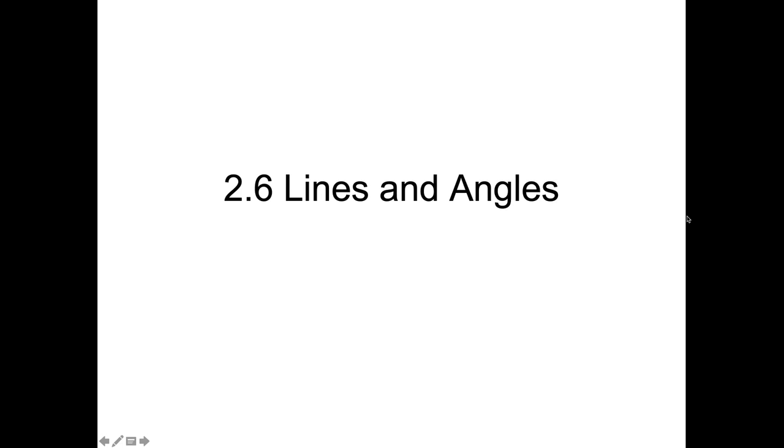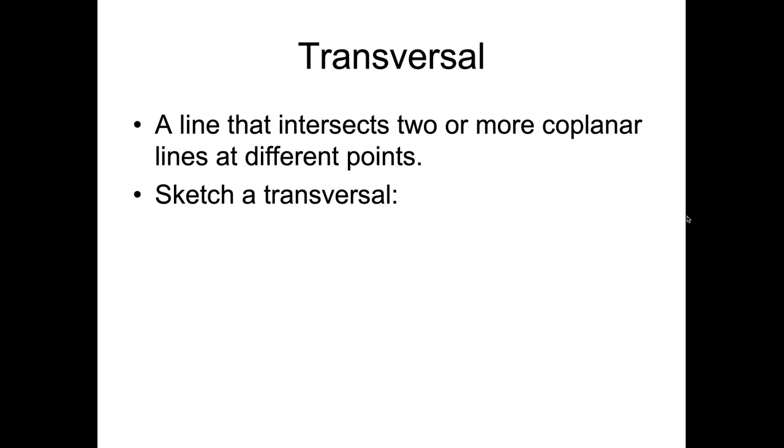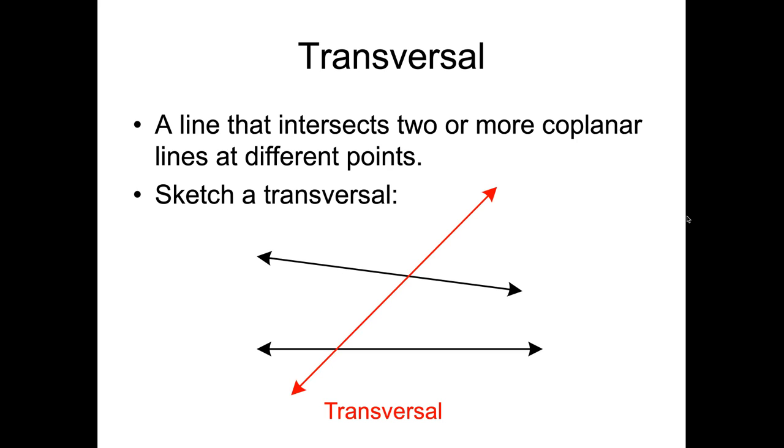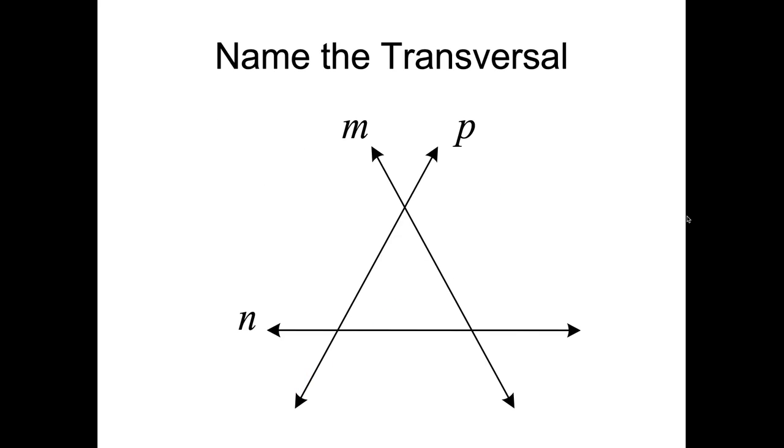Okay. So this is going to be the start of 2.6, where really I'm just going to cover vocab and we're going to practice with that. So a transversal is a line that intersects two or more coplanar lines at different points. So in this diagram, the transversal is that red line. You can see it intersects the two black lines. So we would call that a transversal.